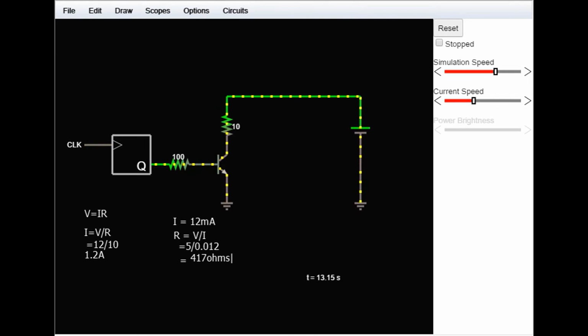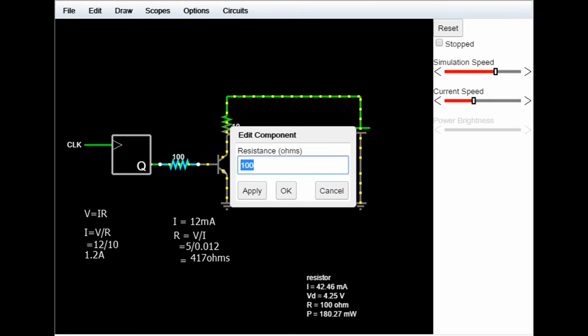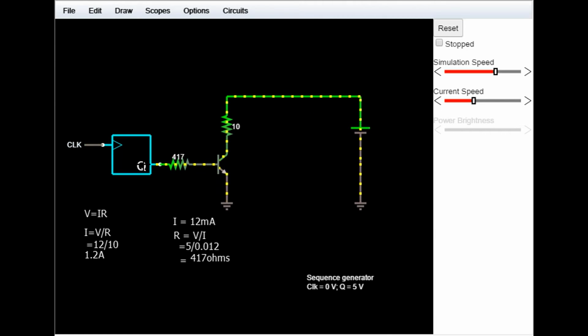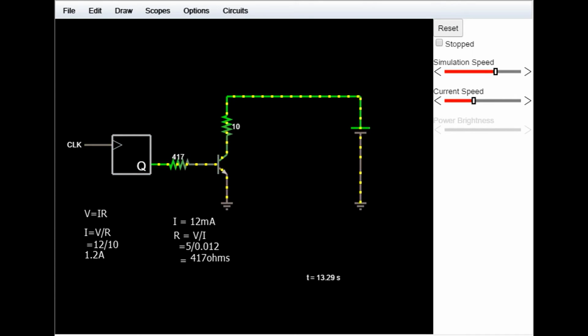So just pause the video, make sure you understand that, and I'm just going to change this to 417. All right. Now just for testing purposes, I'm actually just going to set this to on at all times. Okay, good. So you can see in the bottom right, it's actually telling us what the current is here.